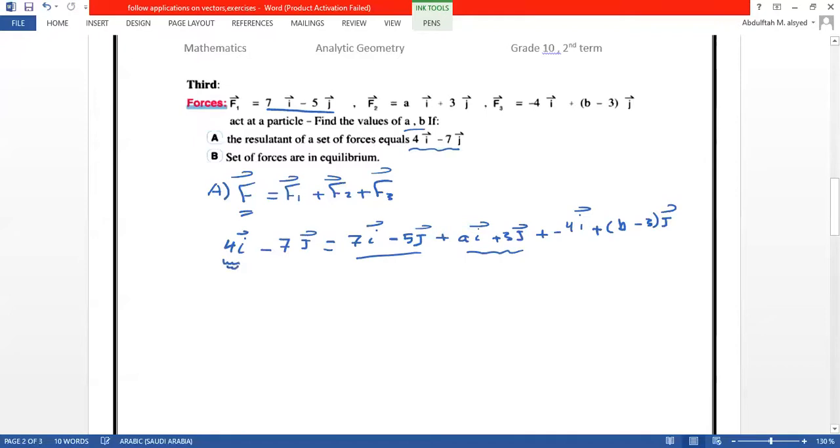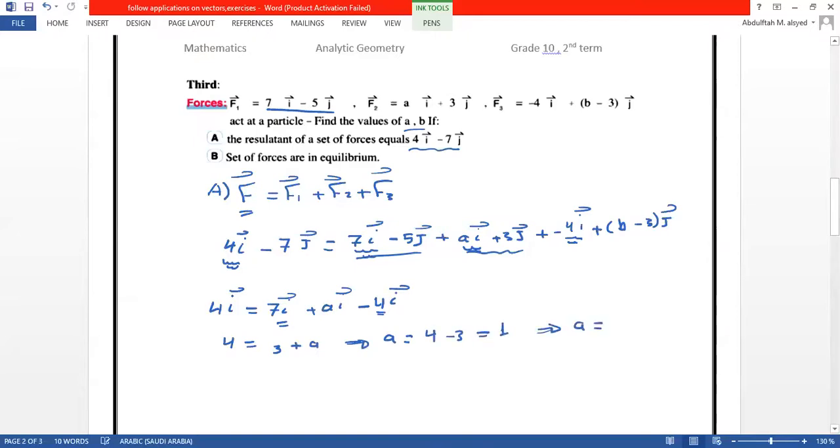The i coordinates: 4i equals 7i plus Ai minus 4i. Now we can remove the i's. 4 equals 7 minus 4, which is 3, plus A. So A equals 4 minus 3 equals 1. So A equals 1.